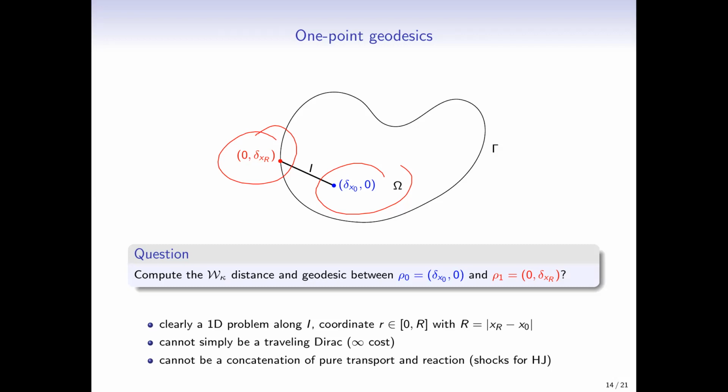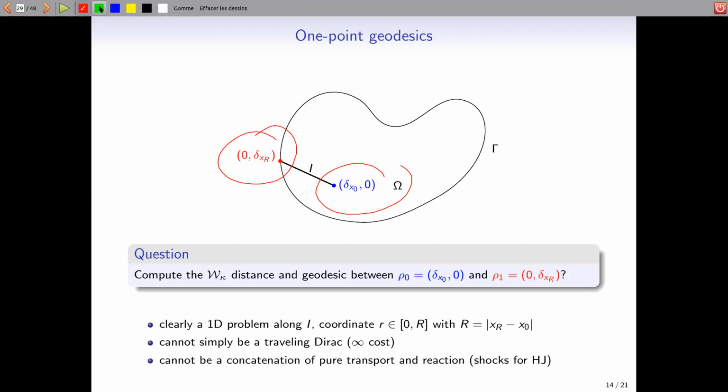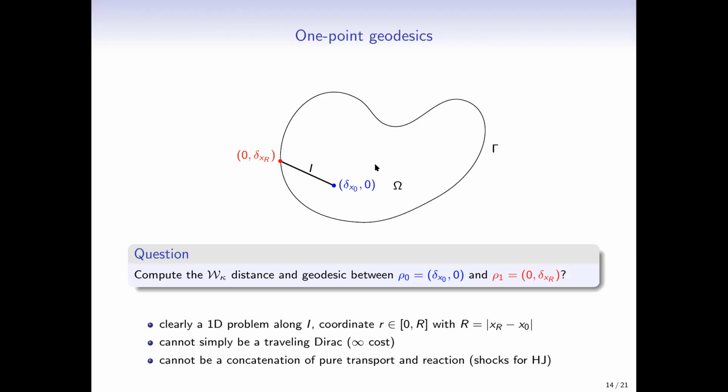And also, it cannot be a concatenation of two simple processes. So you might think, okay, first maybe in time 0 to 1/2, I'm going to transport my Dirac delta from x0 to xr, then stop transport, and for the remaining time 1/2 to 1, use pure reaction to transform my blue car into a red car.